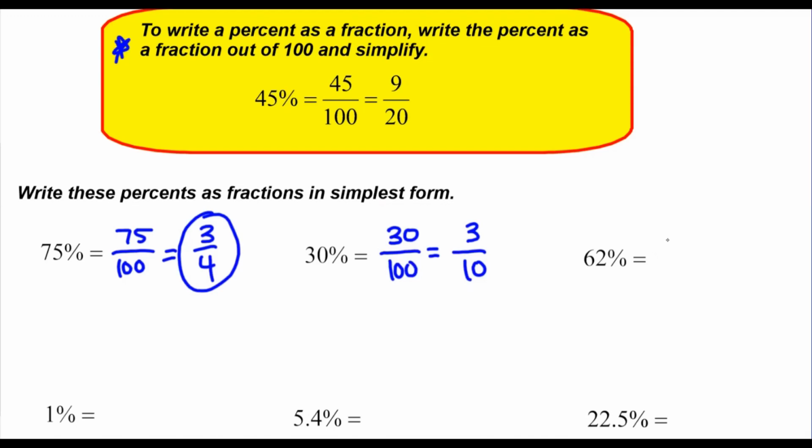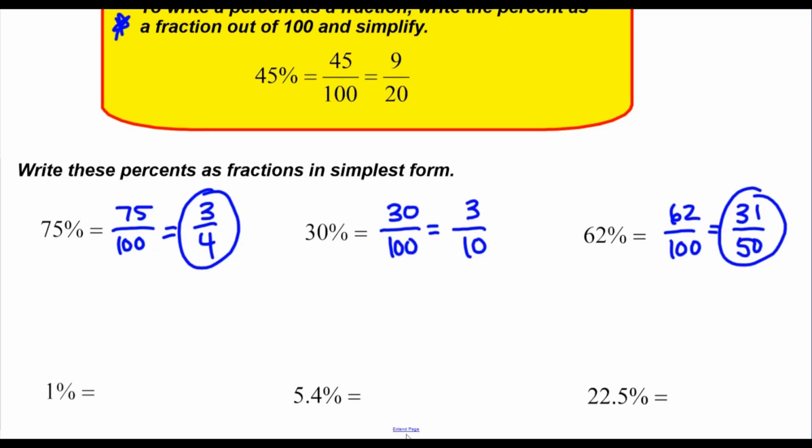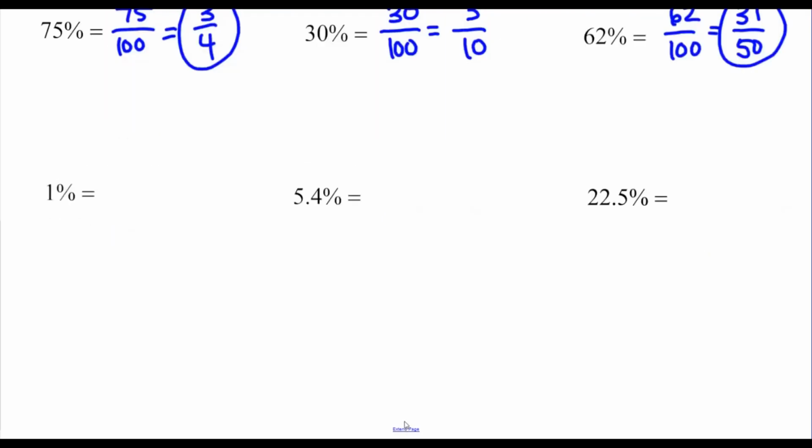62% means 62 out of 100. So I'm going to write that as a fraction out of 100. And if you simplify that, you get 31/50. 1% means 1 out of 100. So I'm going to write that fraction, 1 out of 100. It's already in simplest form.